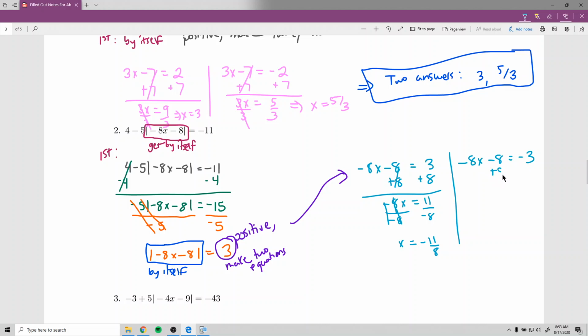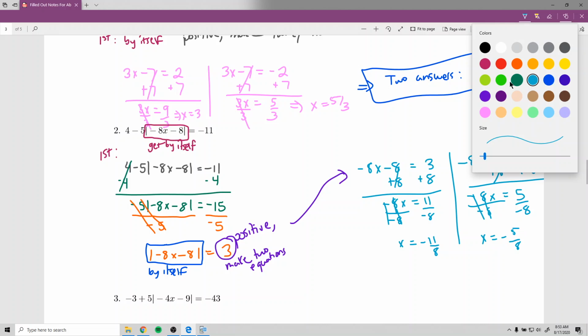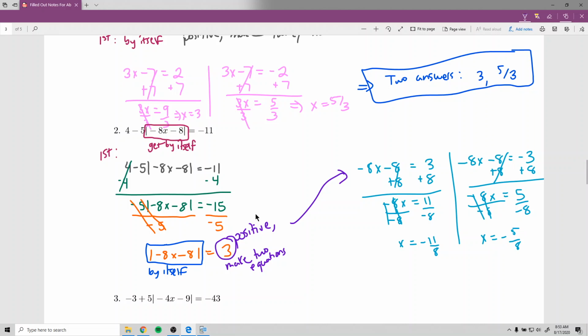Then the one on the right here, do the same two steps to get x by itself. We add 8 to each side. -3 plus 8 is 5. And then we divide by -8 again. And we get x equals -5/8. So this one, once again, as we should expect because we made two equations, we have two answers. This time they're both negative, and that's just fine. -11 over 8 and -5 over 8.